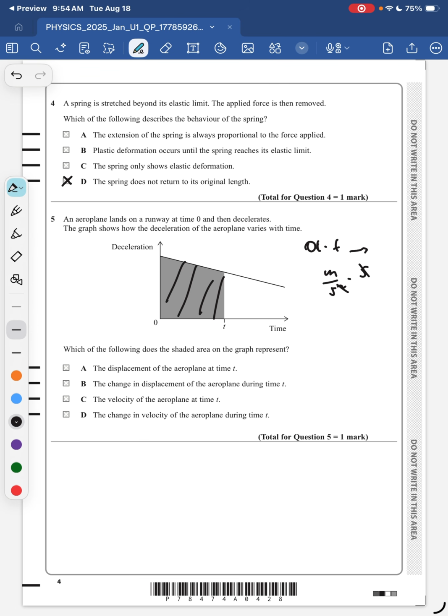It's not displacement, okay? C, the velocity of the airplane at time t, that's also wrong, okay? Because the area under an acceleration-time graph always shows the change in velocity of an object, and here it's the airplane, so D is the correct answer. Again, another example where we can eliminate all wrong answers to find the correct one.